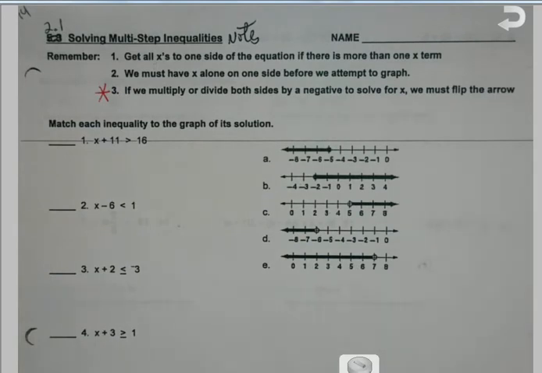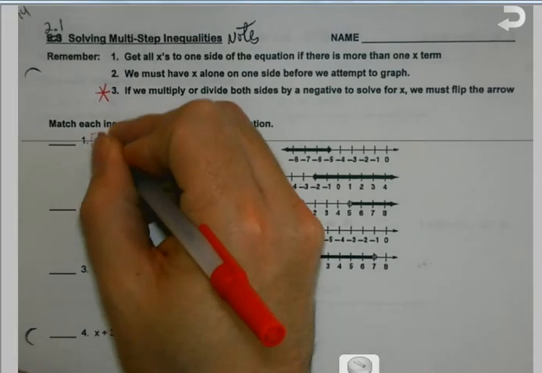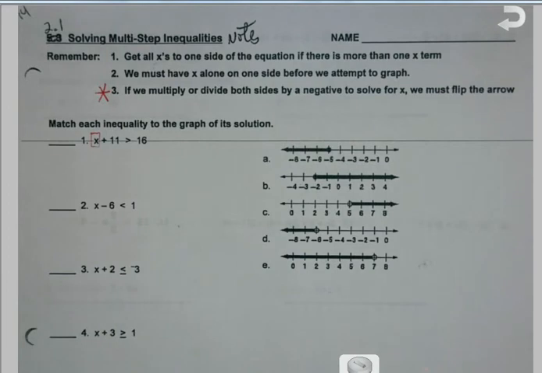So all we've got to do when we get down here is work on getting my x by itself. So to do that, what I'm going to want to do, what's the opposite of plus 11 to something? Minus.